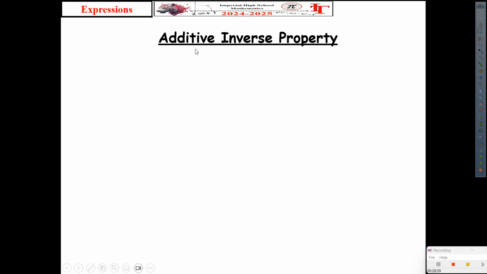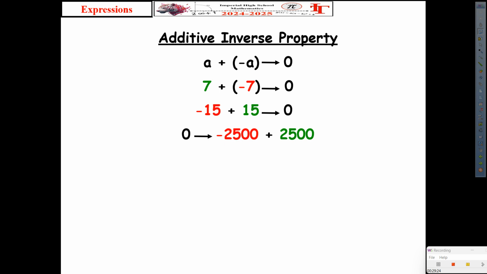The first one's called the additive inverse property. I've been giving you problems to add and subtract numbers, haven't I? That property looks like this. A number plus its opposite gives us 0. Such as 7 plus negative 7 equals 0. If you master this property, you should be able to approach positive and negative numbers really well. And let me show you how it's done. So if I was to give you negative 15 plus 15, you know that's 0. Negative 2500 plus 2500, that's 0.